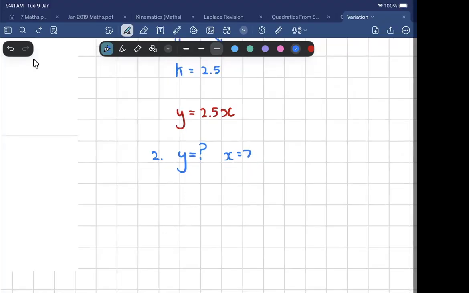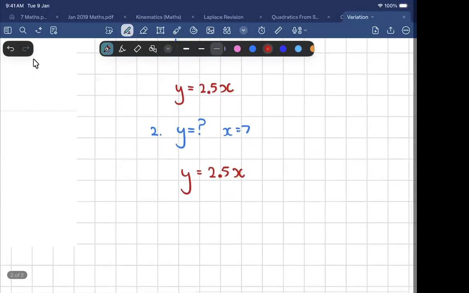How is Y related to X? Y is equal to what? Tell me. Oh, remind me. Y is equal to what? Y is equal to 2.5x. Yeah, so whatever X is, Y is going to be 2.5 times X.